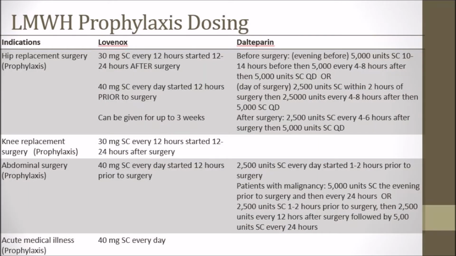This shows the prophylaxis dosing of the low molecular weight heparins. They are indicated for hip and knee replacement surgery, abdominal surgery, or just acute medical illness. Only Lovenox is usually given in the hospital, and it's based on weight.